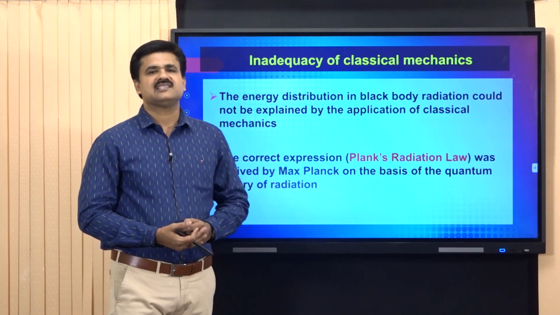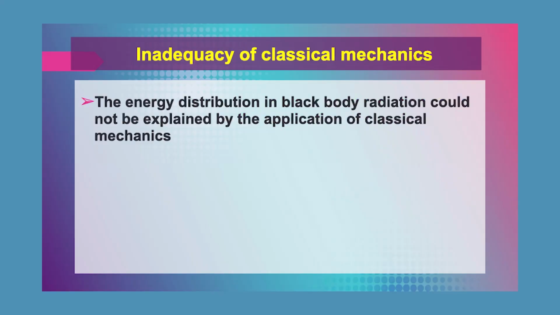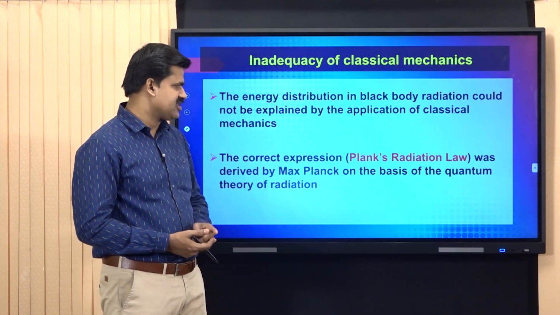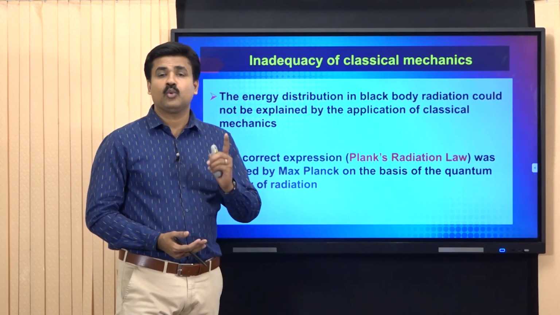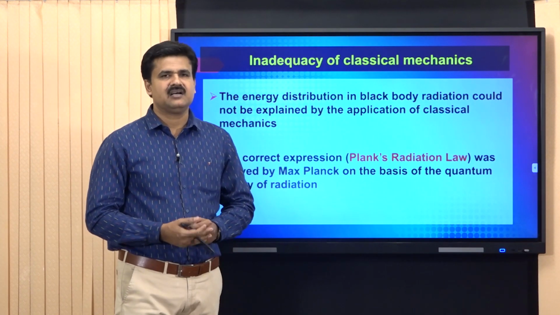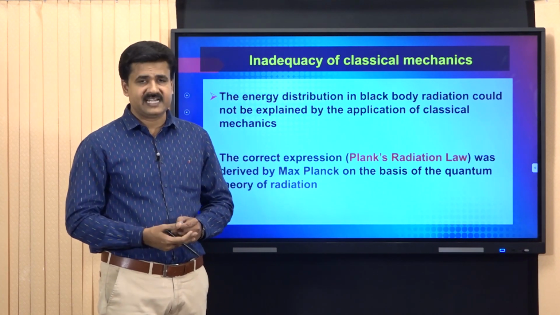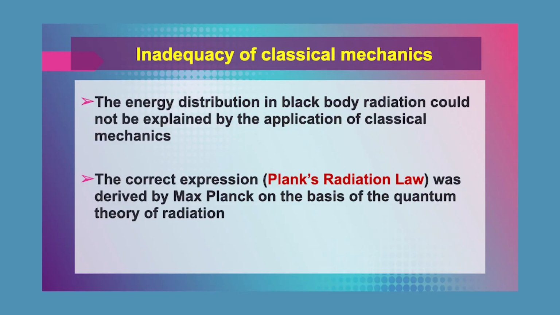Now, the inadequacies of classical mechanics in explaining black body radiation. The energy distribution in black body radiation could not be explained completely by the application of classical mechanics. The correct expression, that is Planck's radiation law, was derived by Max Planck on the basis of the quantum theory of radiation. Based on Planck's radiation law, we can explain the black body radiation. And Planck's radiation law as such came from Planck's quantum theory of radiation. So we can move on to details of the quantum theory of radiation.